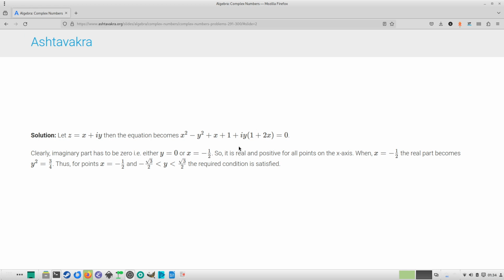Okay. So it is real and positive for all points on the x-axis. So x is equal to minus half means it will be parallel to the y-axis. When x is equal to minus 1/2, the real part becomes y square is equal to 3 by 4. Thus, for all the points x is equal to minus 1 by 2 and minus root 3 by 2 less than y less than square root of 3 by 2, the required condition is satisfied.